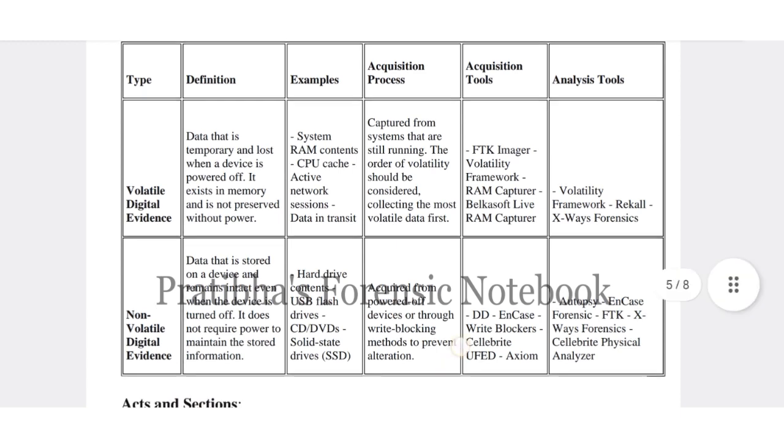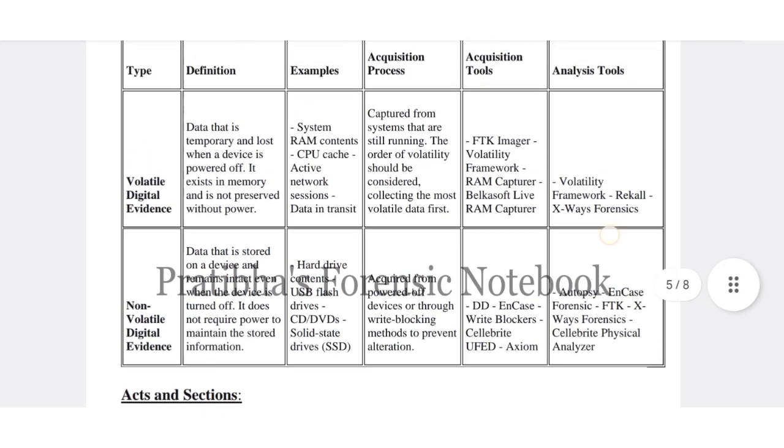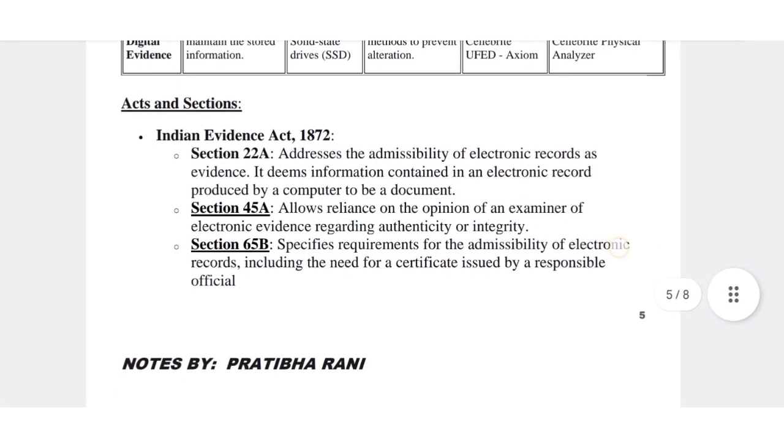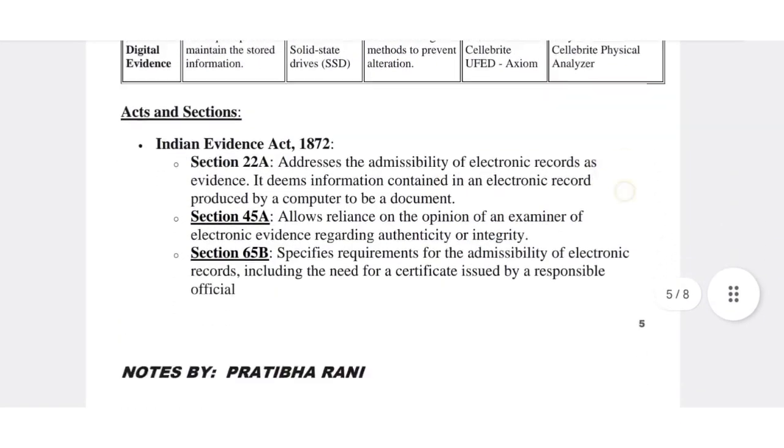Then non-volatile digital evidence means the data stored on a device remains intact even when you shut down your system, for example a hard disk. For a hard disk, you can use acquisition tools such as EnCase and write blockers, and the analysis tools will be FTK, Cellebrite Physical Analyzer, etc. So till here we have covered the types of digital evidence.